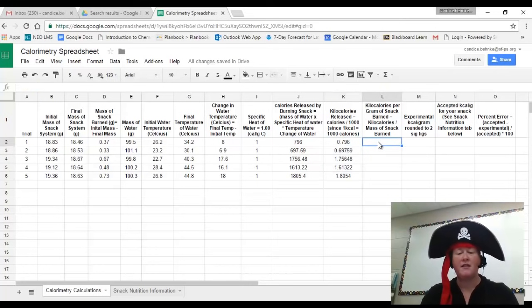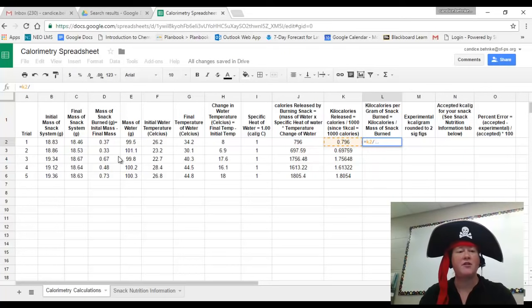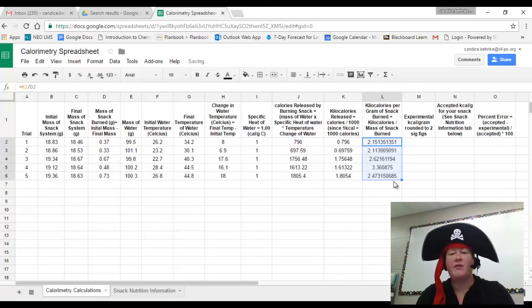So this is another calculation, equals, my kilocalories are in cell K2. I'm just going to type it this time instead of clicking on it. So K2 divided by the mass of the snack burned, which is in D2. K2 divided by D2. Enter, and that's what it equals. Again, I'm going to have that calculation done for me very, very quickly.